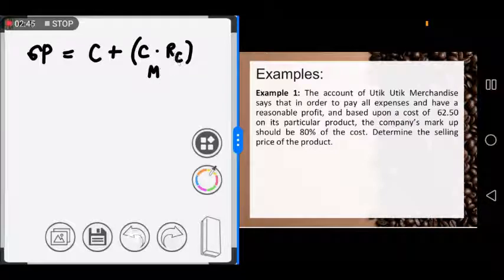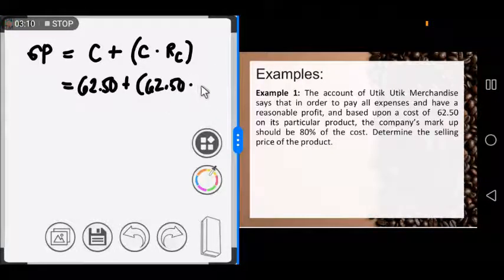So, let us substitute to our given formula. Our cost is 62.50. Then, cost times the rate of markup, the 62.50 times the rate of markup, which is 80% of the cost. If we change that to decimal, it's 0.8. We can use the calculator to solve this one. So, 62.5 times 0.8.